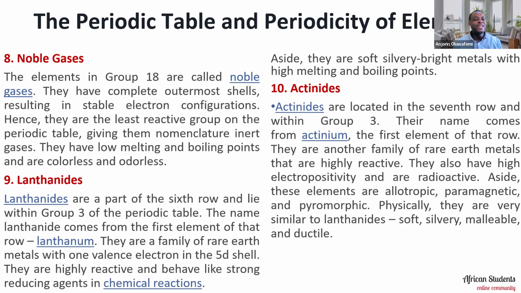They have low melting and boiling points, and are colorless and odorless. That's the noble gases. We also have other groups like the lanthanides and the actinides on the periodic table. You can go and look at them closely on your own, and you will get so much from studying that. Although it's beyond what you should look at in your JAM syllabus, you can just check it out for knowledge's sake.